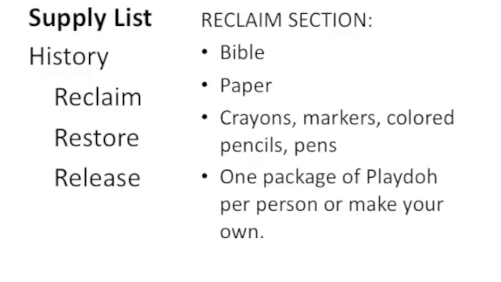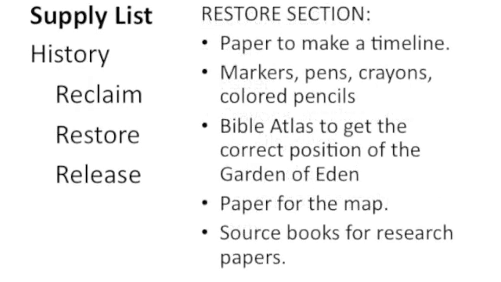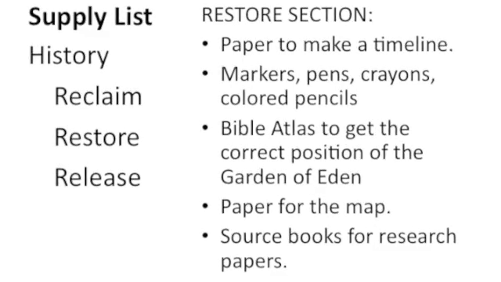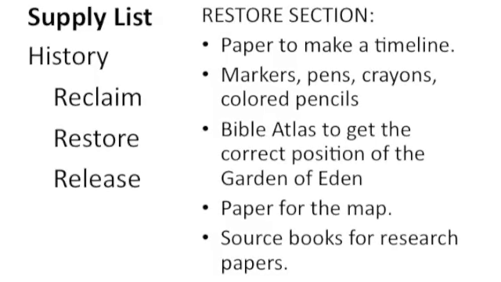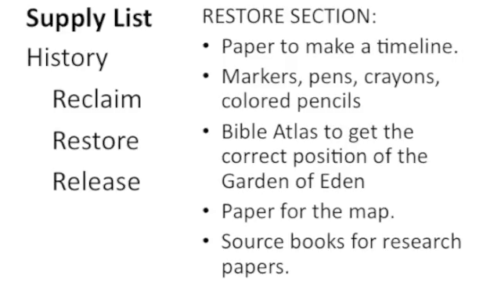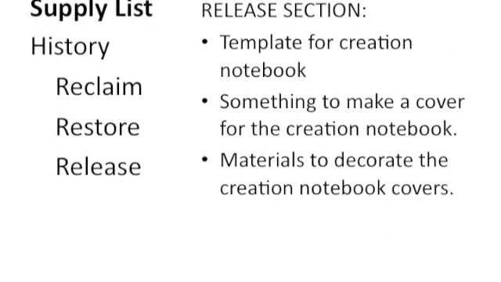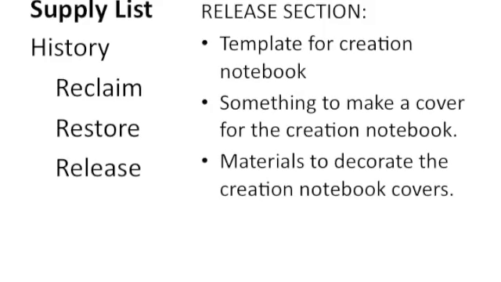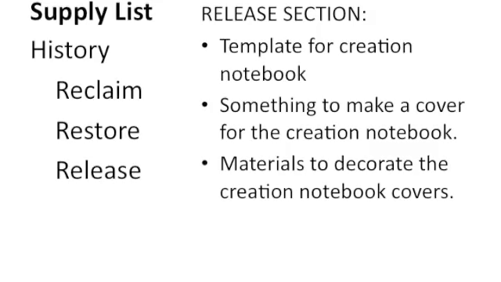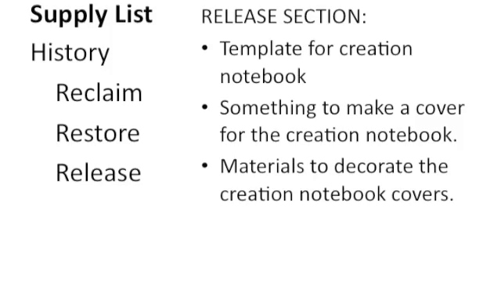Under the Reclaim section, you'll find all the materials necessary to teach this first section of the lesson. Next, in the Restore section for History, you have the things necessary for making a timeline and a map. There are more details in the actual supply list, but I condensed it here to make it easier to read. In the Release section, you have the list of all the supplies necessary for the projects that the students will make in the History section, which in this case is a Creation Nature notebook. The same will follow for the Art lesson plan, the Music lesson plan, and the major release projects.